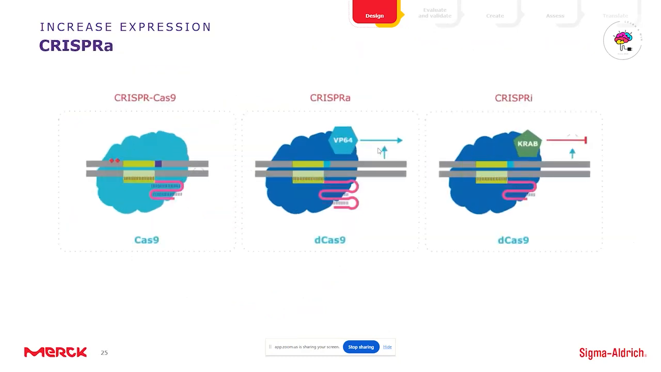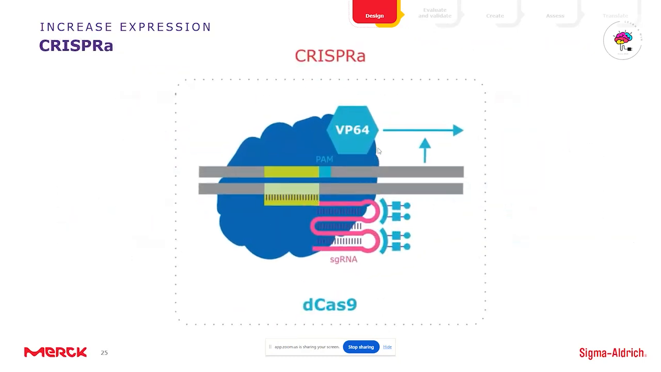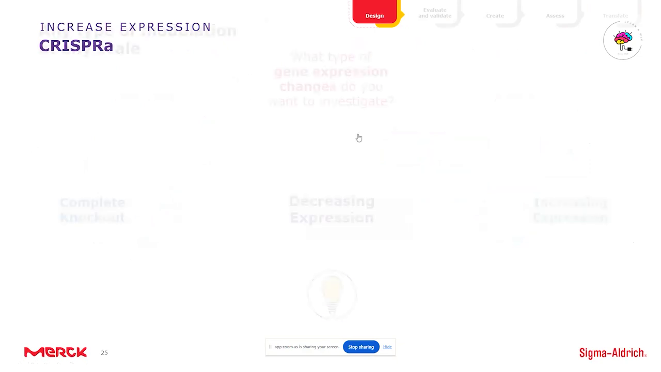And this shows you how to increase expression. So here, as you can see, always the PAM sequence, but the VP64 is the transcription factor that will allow you to increase the expression of your gene of interest.